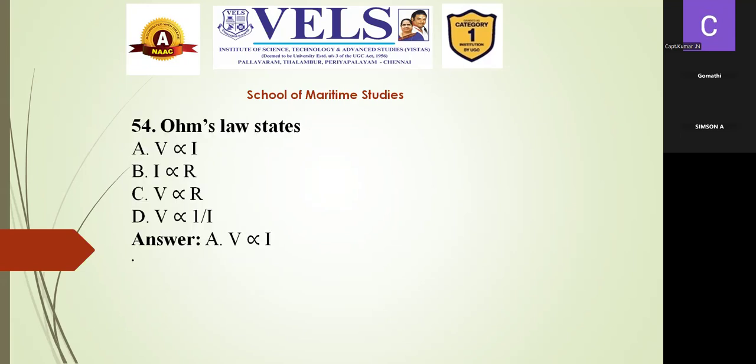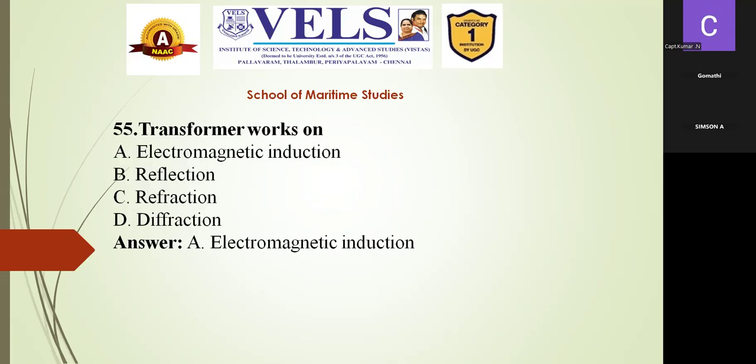Ohm's law states that V is directly proportional to IR. The answer is option E. The potential difference between the two conductors is directly proportional to the current and resistance. V is directly proportional to IR. This is called Ohm's law.